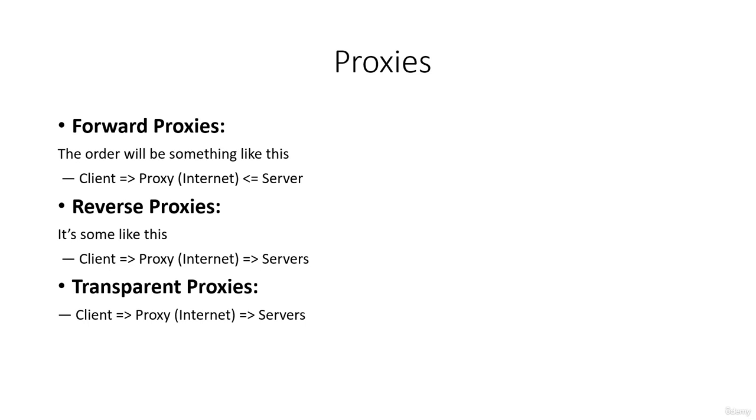Reverse proxy. This is used to hide the network architecture behind it and to distribute load traffic to the servers. The communications are made to the proxy instead of the servers, and then the same proxy handles the request. And it's something like this, the order. Transparent proxies. This kind of proxy does not modify any information and needs no client configuration. This is commonly used by ISPs for faster responses.